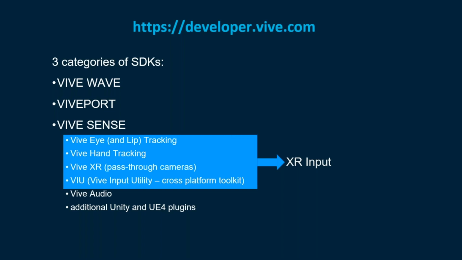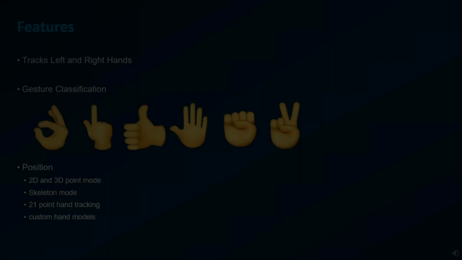And with VIVE Sense, you have basically maps to our senses: eyes, audio, and for this particular case, we're talking about hand tracking, but along with eye tracking and even the pass-through cameras to do MR. And our VIVE input utility, which is a cross-platform toolkit for input. We consider that all under XR input. So under VIVE Sense, we have these groupings, and what we're going to focus on today is the hand tracking, of course.